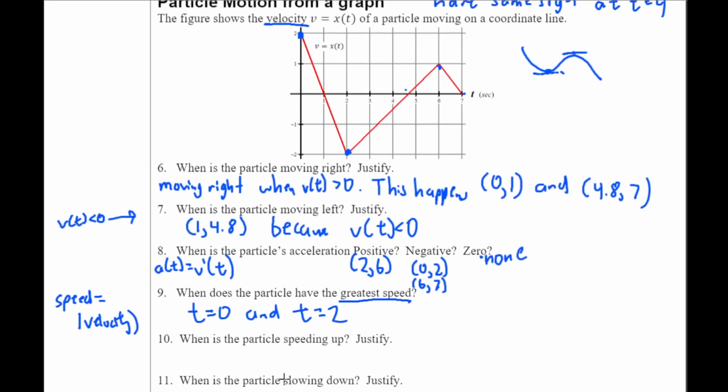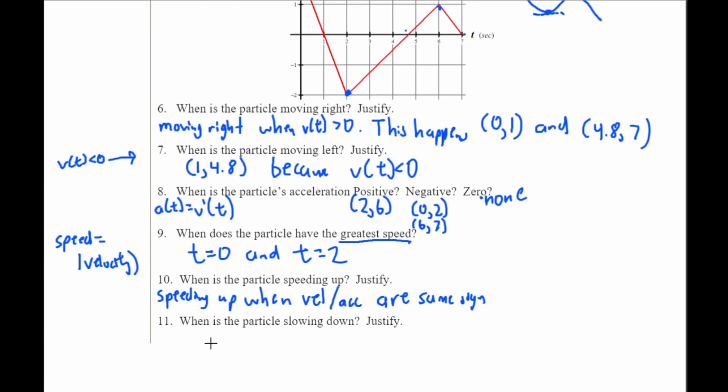When is the particle speeding up? The particle is speeding up when velocity and acceleration, I want to say velocity acceleration for short, are same signs. And then here, when's the particle slowing down? Slowing down when velocity and acceleration are opposite signs.